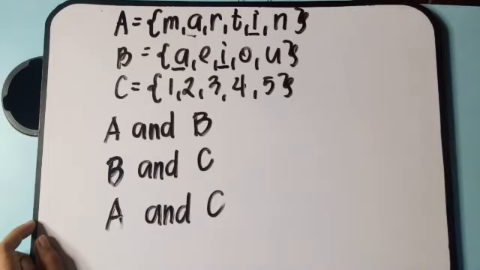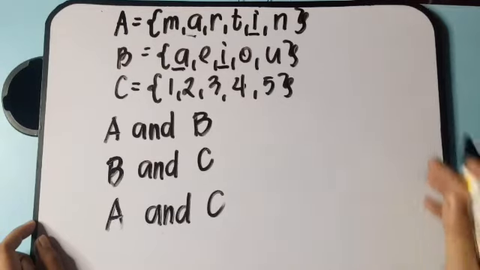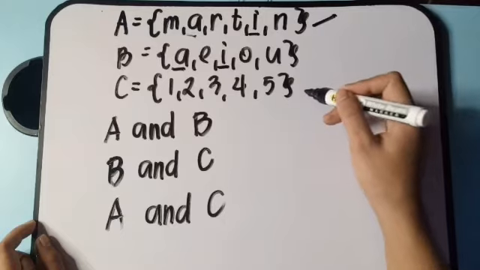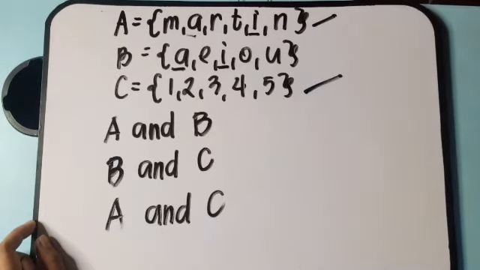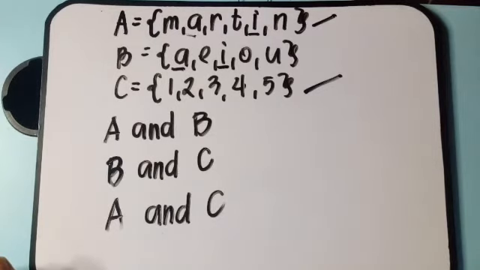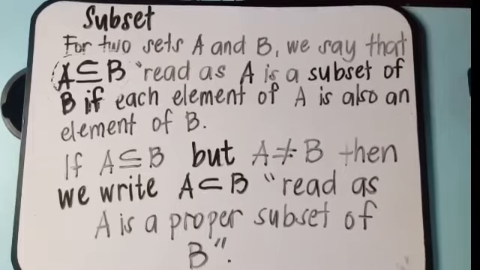Again, if your answer is disjoint, you are correct because A and C have no common elements. So, letters ito, numbers naman ito. Okay? So, that is the difference between the overlapping and disjoint set. Let's have now the subset.